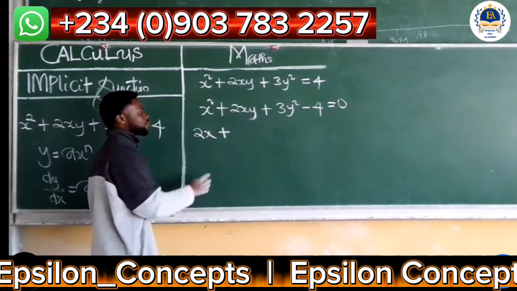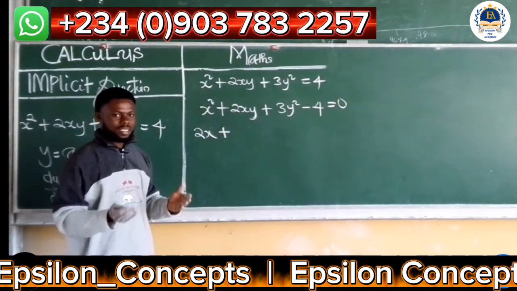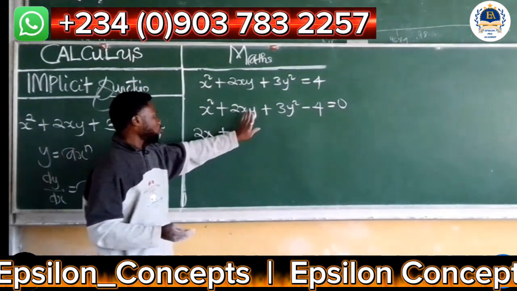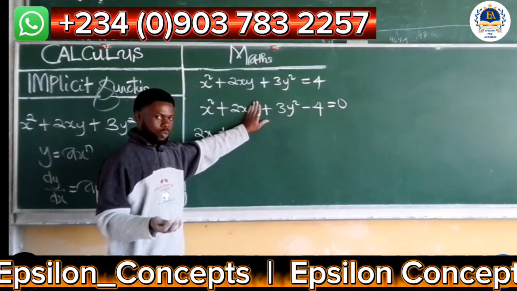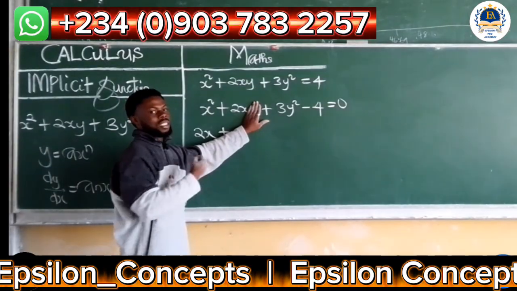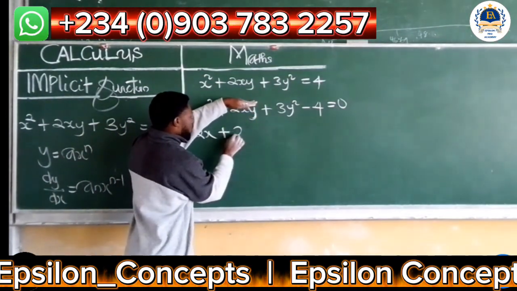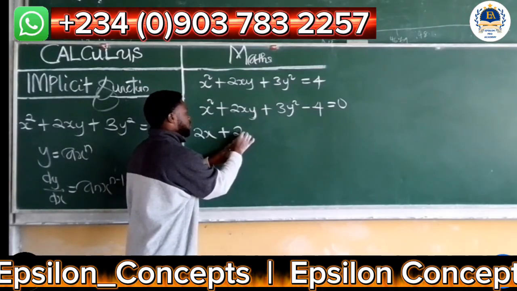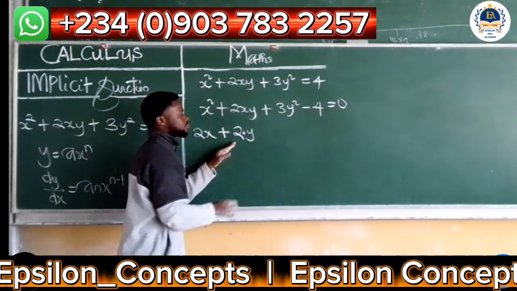When differentiating for x, assume that y does not exist. So if I cover this, what are we going to observe? We observe that it's only 2x that will be seen. And the derivation of 2x gives what? 2. So I'll write my 2 here. Then times y.